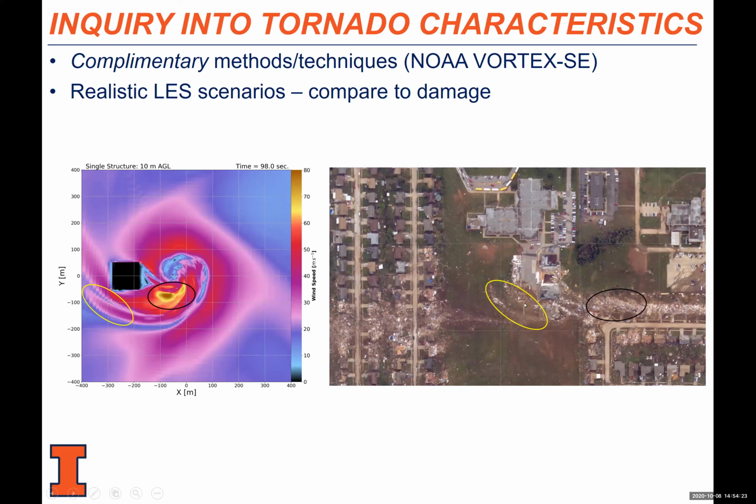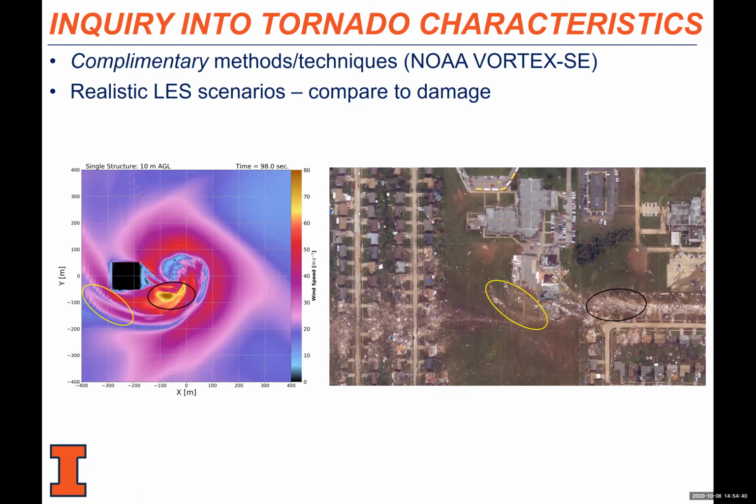And so we've been looking at observed events. This is a tornado in Oklahoma, and you can see very similar features. This was a large obstacle, a large building here, with very similar features with the streaks. And then again, significant damage downstream of this building.